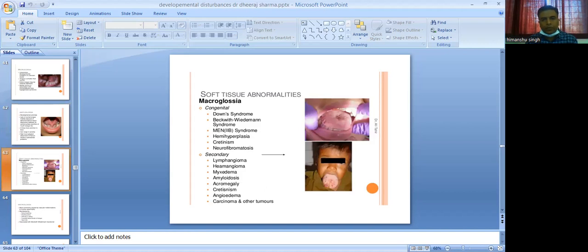And the condition macroglossia, or large tongue. Congenitally it is mostly seen in Down syndrome, Beckwith-Wiedemann syndrome, hypothyroidism, cretinism, and neurofibromatosis. Secondary, it may result from lymphangioma, hemangioma, myxedema, amyloidosis, acromegaly, cretinism, angioedema, carcinoma, and other tumors.